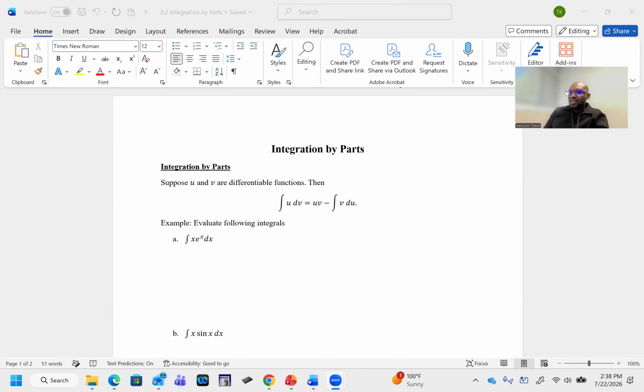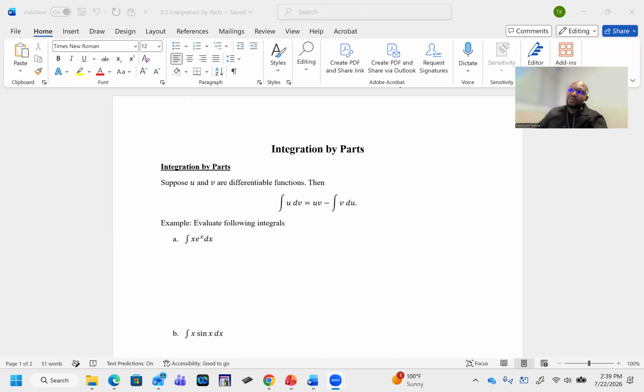So the integral of u dv is viewed as the given integral, okay? And we use integration by parts to express it in terms of a new integral, which is v du. The technique is successful if the new integral can be evaluated. If it cannot, then you do another integration by parts, or you can use substitution. It depends on what type of integral you have.